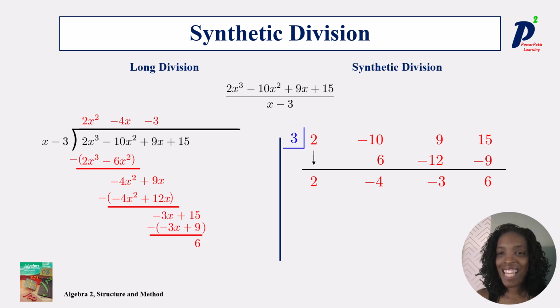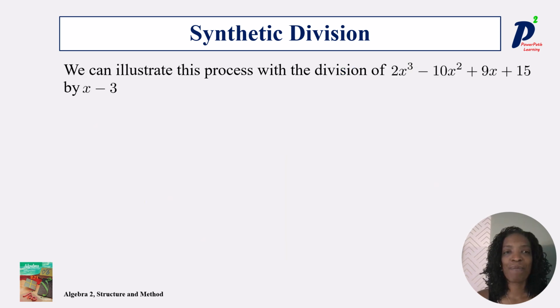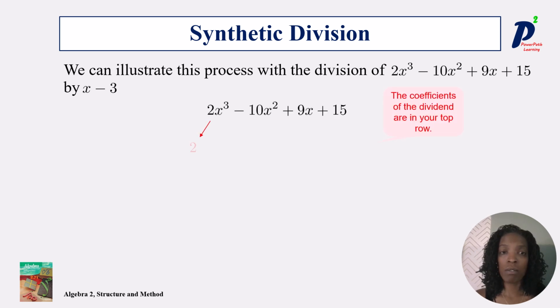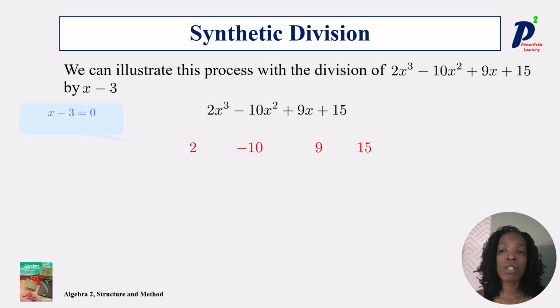Okay, what did you see? Anything special? Let's learn how it actually works. So, the first step is to grab our top row, take all of our coefficients and put them in our top row. Next, we set our divisor equal to 0 to find our C value, which in this case is 3, and in the box it goes.